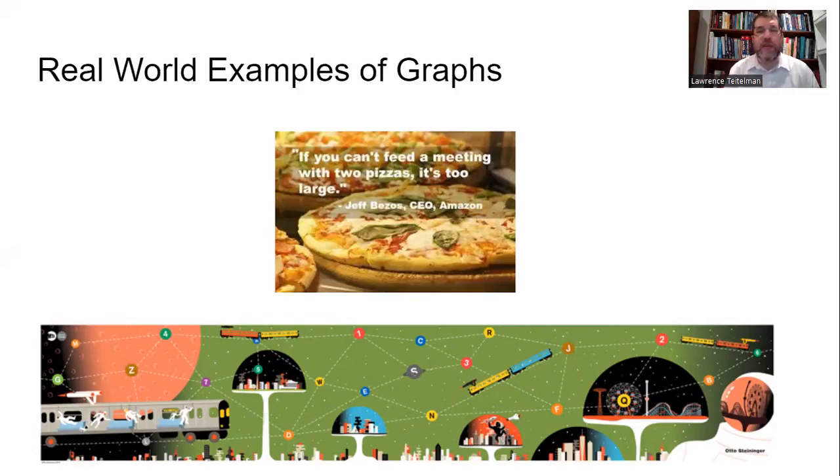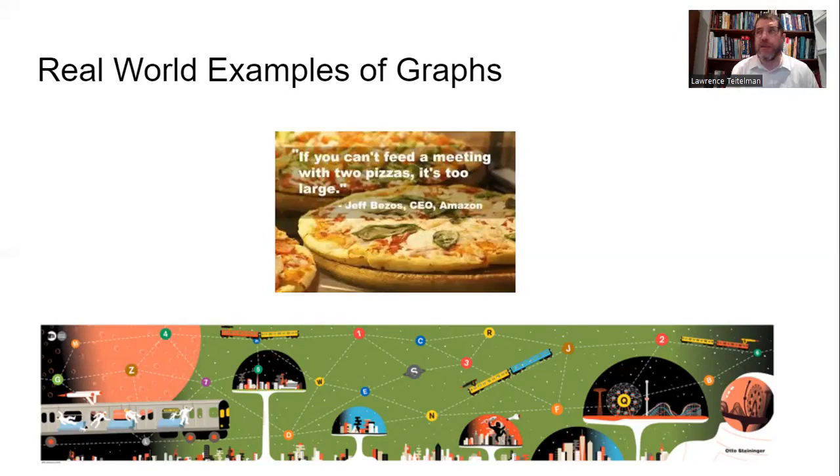The first example is from Jeff Bezos, the CEO of Amazon, and he has a rule called the two pizza rule. And the idea is that he tries to keep his meetings small enough so that he can feed them with two pizzas. Now, Jeff Bezos can afford many, many pizzas. He doesn't need to be cheap. Why is he doing this?